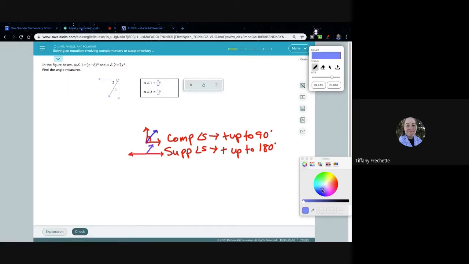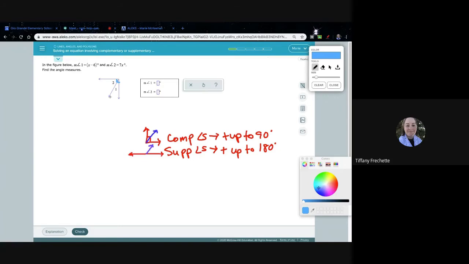Okay, let's go back. I had a purple on the last one. We'll do a light blue on this one. So this one again is showing us another 90-degree angle here. There we go. So we know we're using complementary rules. These two angles, angle 1 and 2, have to add up to 90.